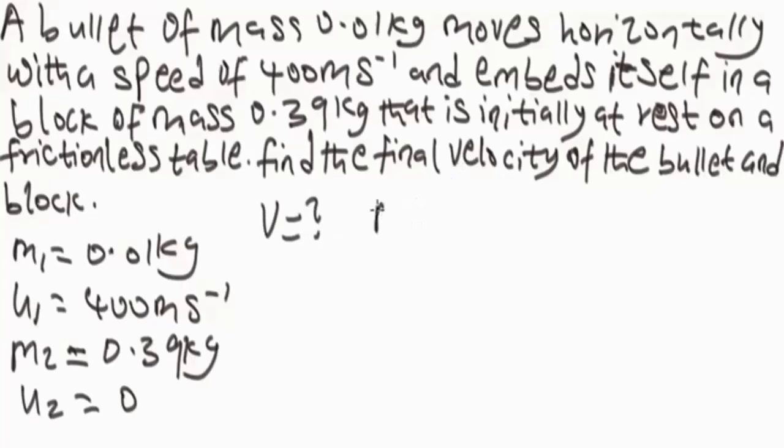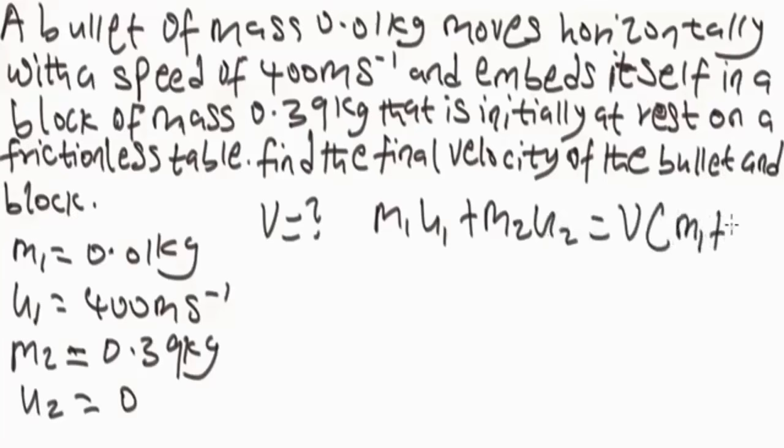So we're going to apply m1u1 plus m2u2 equals v in bracket m1 plus m2. We are looking for the final velocity v. When you substitute these values, remember u is your initial velocity. We have two initial velocities for this question and two masses.